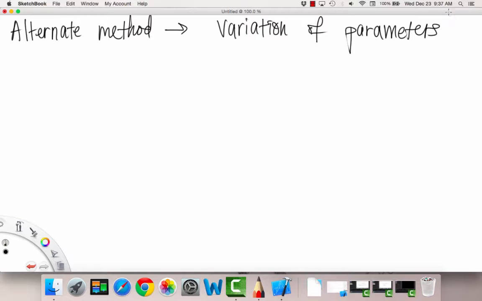So let's see. I think the best way to explain this is via an example. Let's say we're given something like this: y prime is equal to negative 2y plus 3 or something. So the whole strategy behind this is to solve the associated homogeneous equation first. So let me write that.